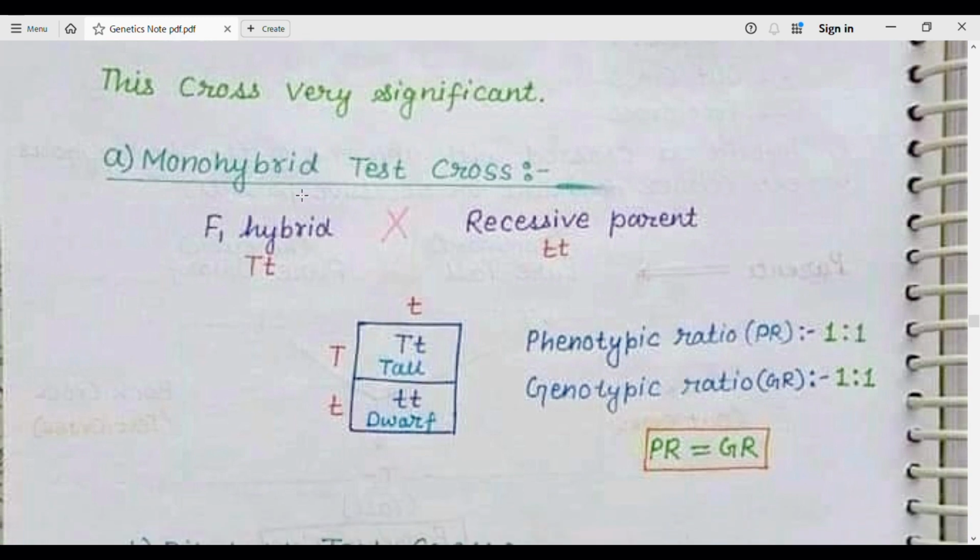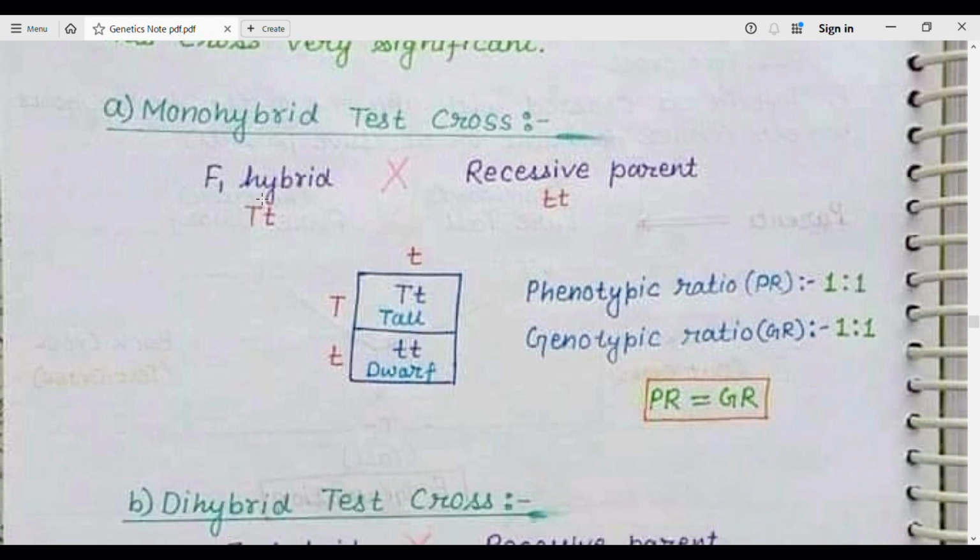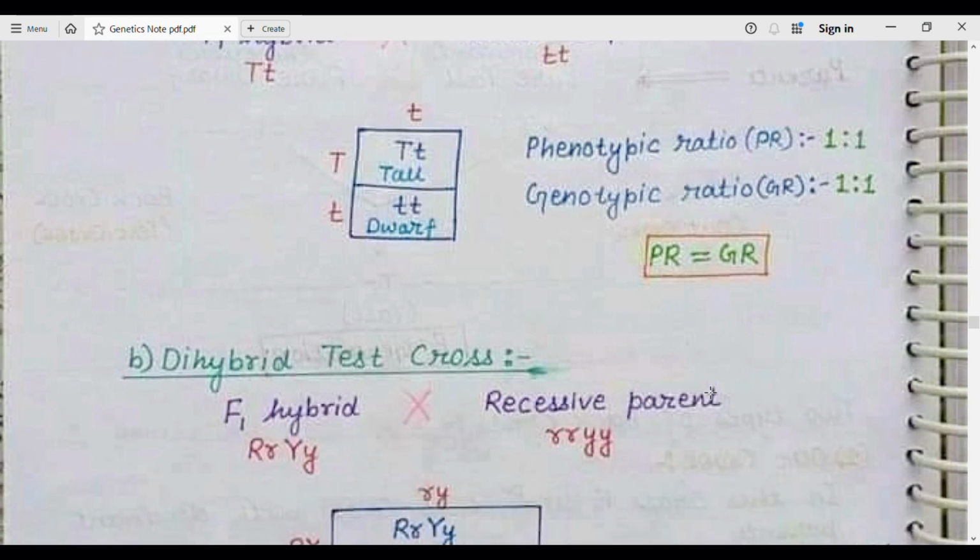Monohybrid test cross. In this case, the hybrid of the monohybrid cross is crossed with the homozygous recessive parent. So you see in the checkerboard that one is heterozygous tall and the other is homozygous dwarf. So the phenotypic ratio is 1:1 and the genotypic ratio is also 1:1. So in case of monohybrid test cross, the phenotypic ratio is equal to the genotypic ratio. It means that the phenotypic ratio will always be the same as the genotypic ratio. So this cross is known as monohybrid test cross.